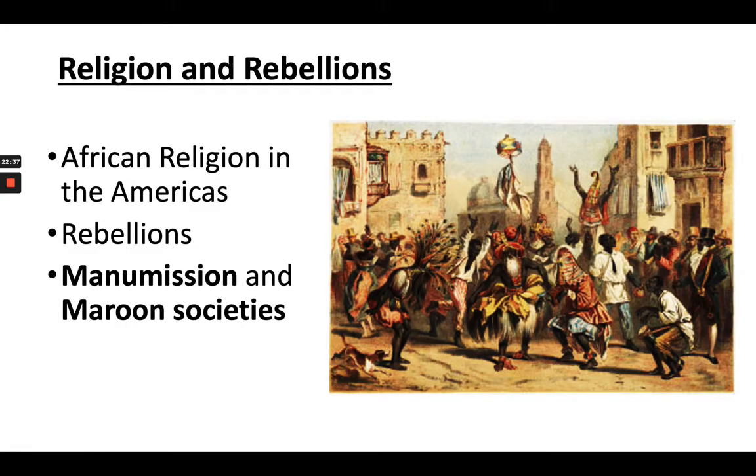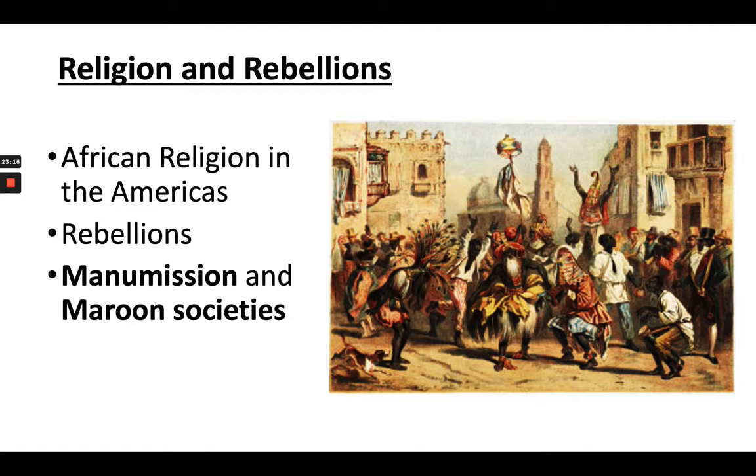So let's talk a little bit about religion and rebellions, right? As these Africans arrive in the Americas, they bring their religious beliefs with them. Now, the Europeans are going to say, oh, you must become Christian. And Christianity will become popular among some slave groups because it talks about justice. It talks about the freeing of slaves, how there's an eternal rest, there's judgment coming.